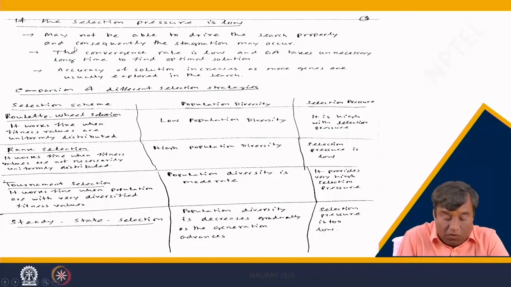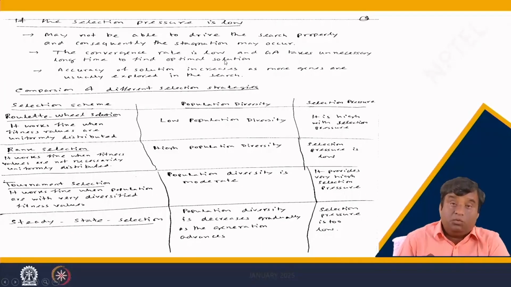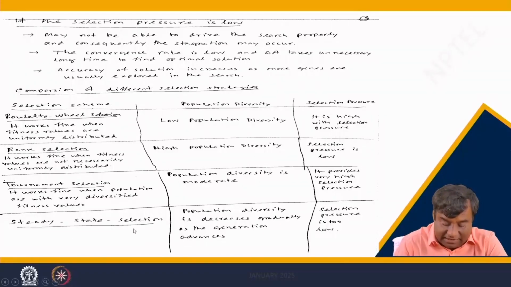Now, if the selection pressure is low, it may not be able to drive the search properly, and subsequently stagnation may occur. The convergence rate is low and the genetic algorithm takes unnecessarily long to find optimal solutions. Accuracy of the solution increases as more genes are usually explored in the search if the selection pressure is low. Now we have discussed a few selection techniques: roulette wheel selection, rank selection, tournament selection, and steady state selection. So now there is the comparison of the different selection strategies in terms of population diversity and selection pressure.